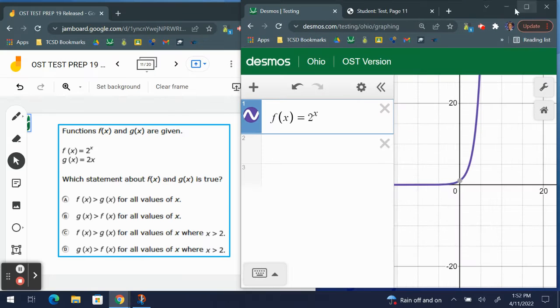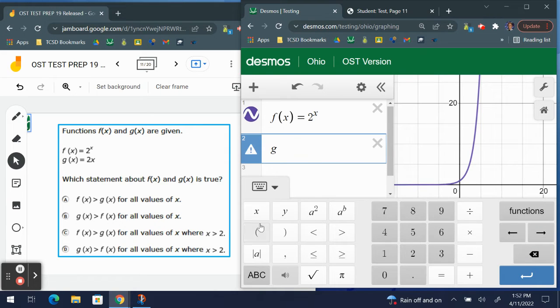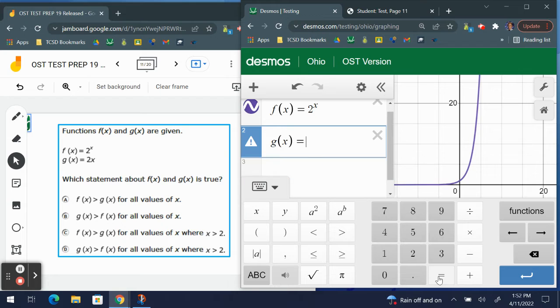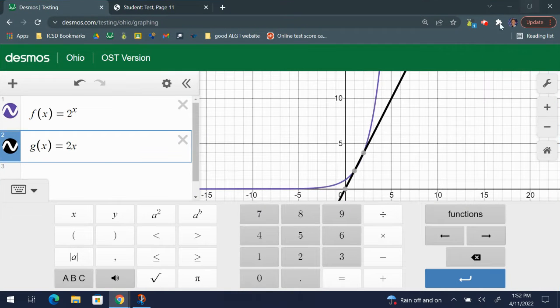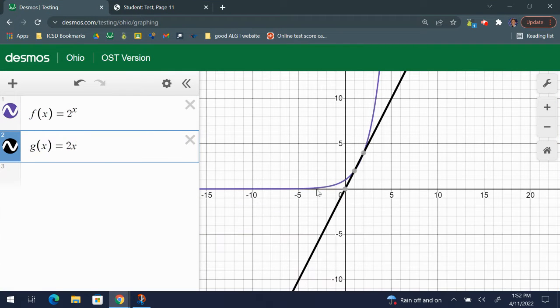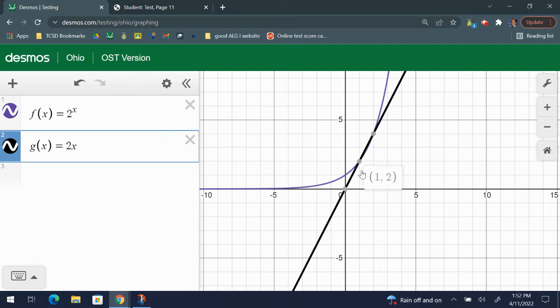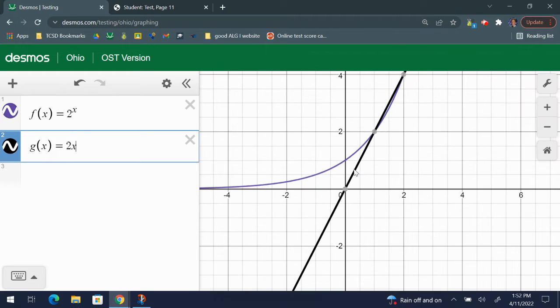And then for this problem, we have g of x equals 2x. So let's go here and type g of x equals 2x. And that, my friends, is linear. How do you know it's linear? Because when we look at our graph, it makes a what? It makes a line. So we have purple versus the black function.